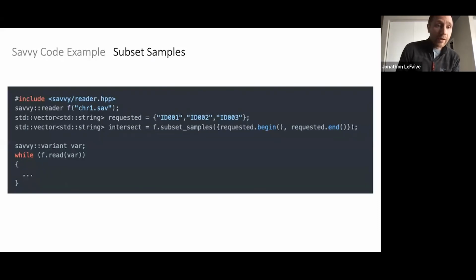And then lastly, here's an example of subsetting samples. What we're doing here is requesting 3 samples indicated by their sample IDs in the requested variable, and then calling subset samples with it, and it returns the intersection between what you've requested and what exists in the file. And from there on out, when you read in variants from that file, it's only going to give you data for that intersection.